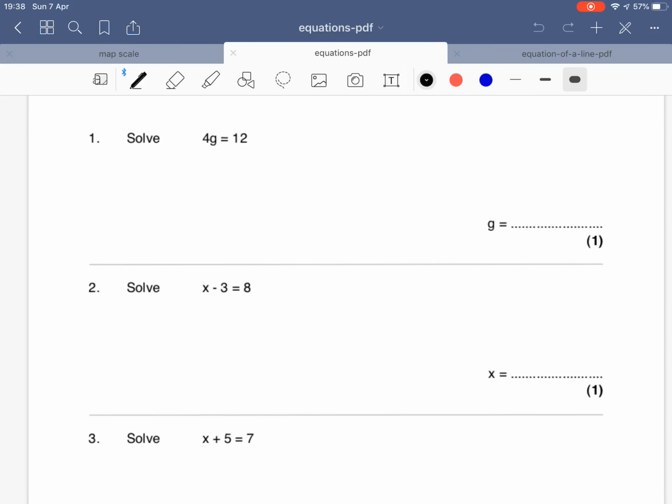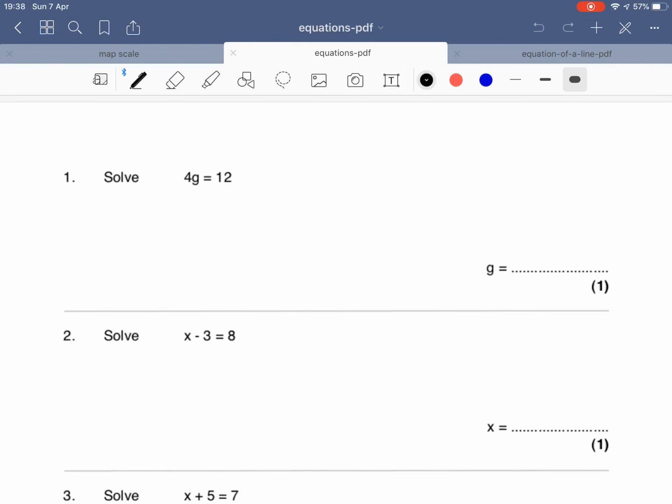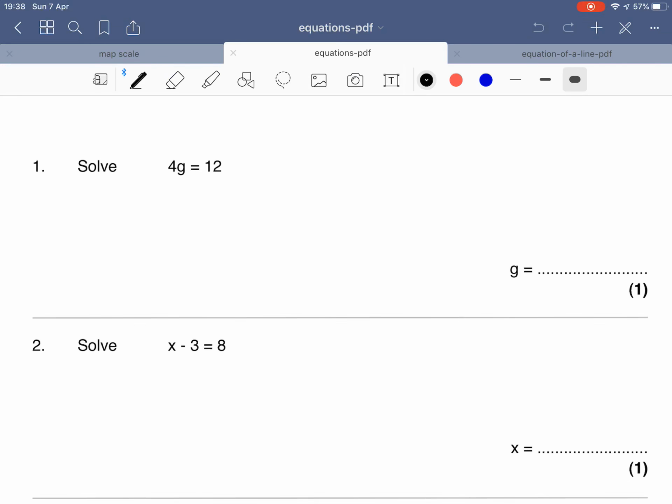With all of these, you need a value for your letter. That means we basically want to make it the subject. We need a value for it. So with the first one, we've got 4 times g is 12. When you write 4g like this, it means 4 times g is 12. It doesn't matter what that letter is. It's a g, it's an x, it's a question mark. We just need to solve it. So 4 times something is 12, and we know 4 times 3 is 12, so g is therefore 3. So, starting easy.